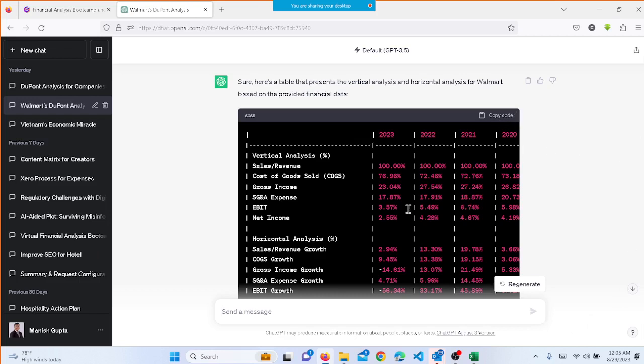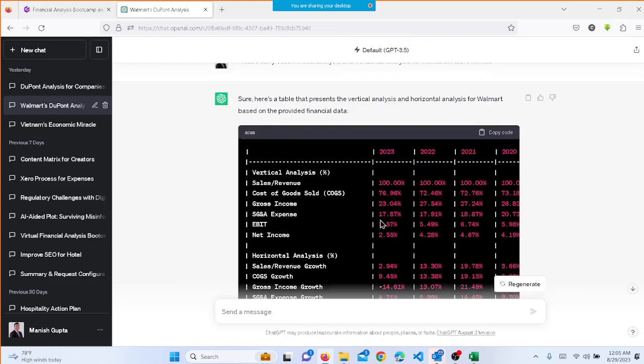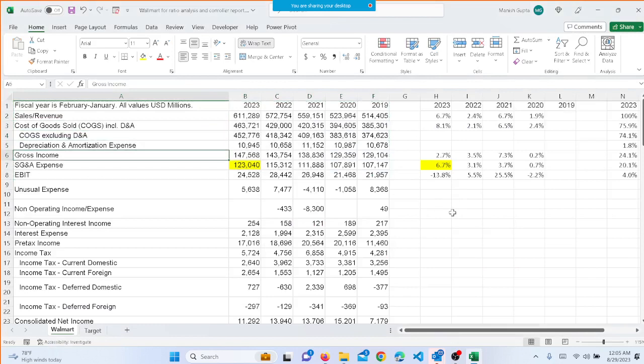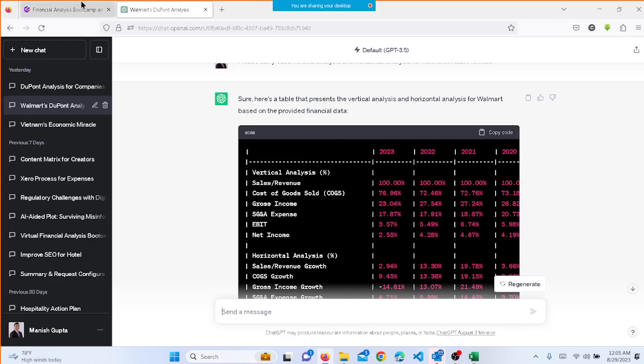You can copy this and paste it into Excel to get the results. But the result will be a similar one, right? It's not going to be different. So this is how we can do the vertical analysis and horizontal analysis using Excel and also using ChatGPT, using the AI tools.